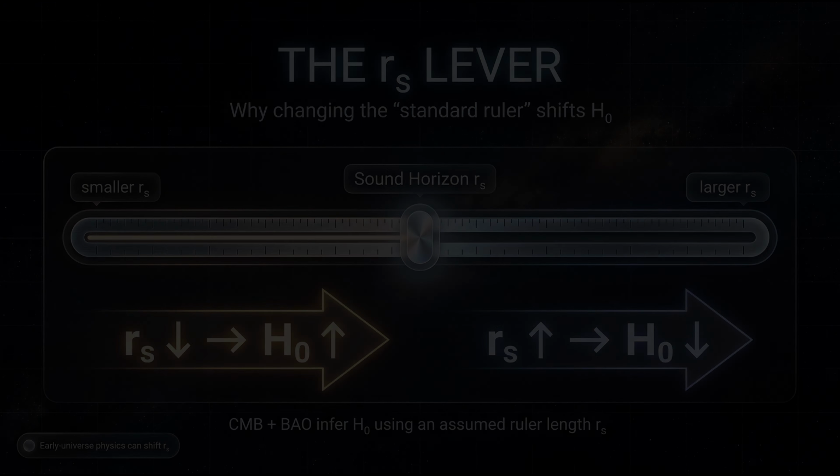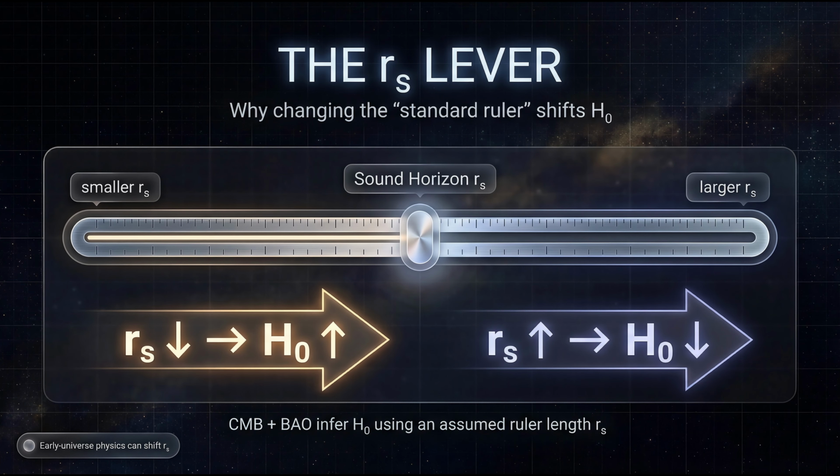Dial 2, the ruler dial. If the early universe ruler, especially the sound horizon, is smaller than you think, then the same observed patterns correspond to different absolute distances. And within global fits, H0 tends to rise. If the ruler is larger, H0 tends to fall. That's the inference sensitivity. So the Hubble tension can hide in two places.